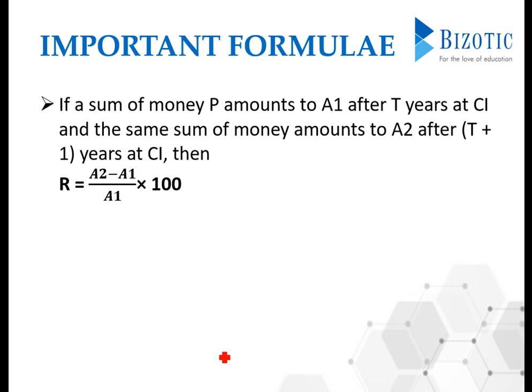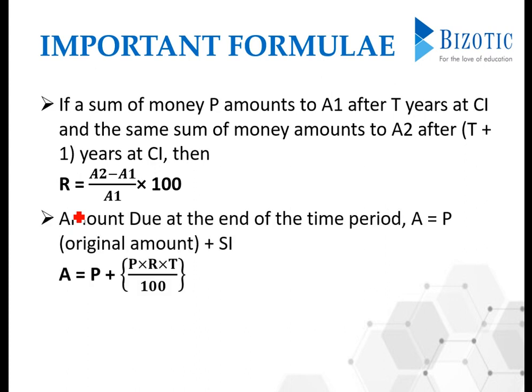And then we have one more important formula. If a sum of money P amounts to A1 after T years at CI, and the same sum of money amounts to A2 after T plus 1 years, so when the years are changing, the amount will also change. During that time, the rate of interest is calculated as the difference of both amounts divided by the initial year's amount, into 100. And the last one, amount due at the end of the period, A is equal to P plus SI. The SI formula you know, PRT divided by 100.